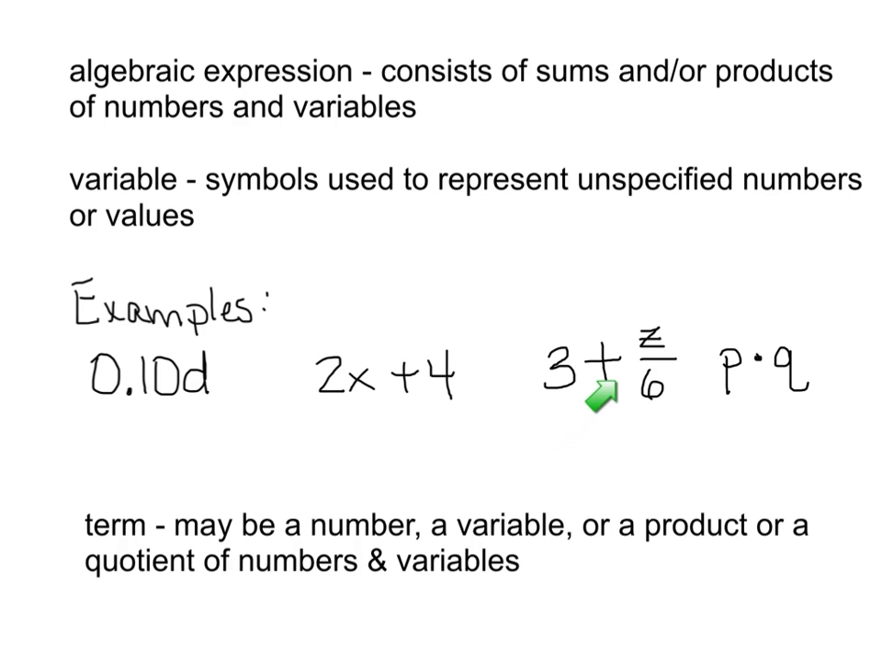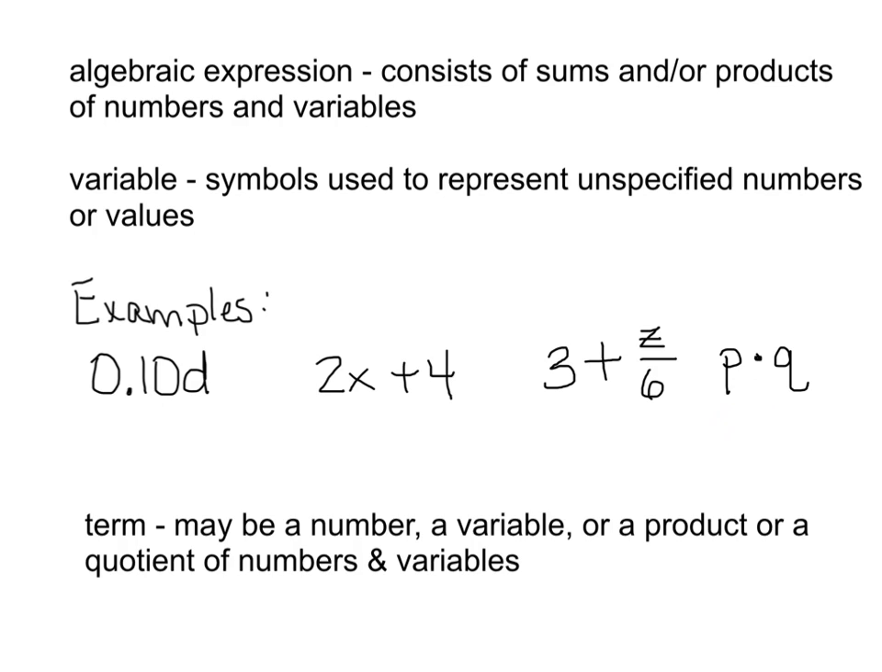Okay, here's another example. We have 3 plus z divided by 6. Now this z here, I want you to notice how I make a mark through the z. That's because by the end of the day, if we make a whole lot of z's in algebra or in math, at least mine starts looking like a 2. So I make a z with a line through it. So anytime you see that z, it's going to have a line through it so that you will know it's a z. And finally, we have p times q. That is another algebraic expression.